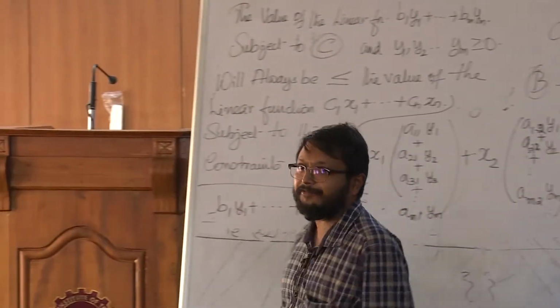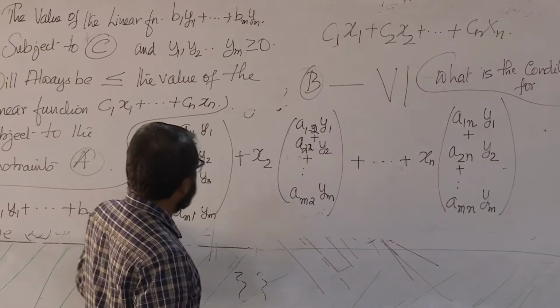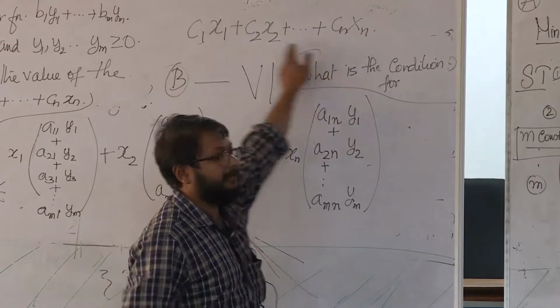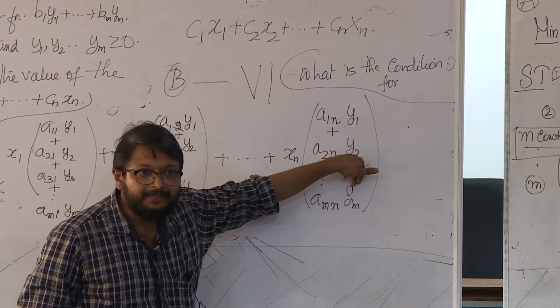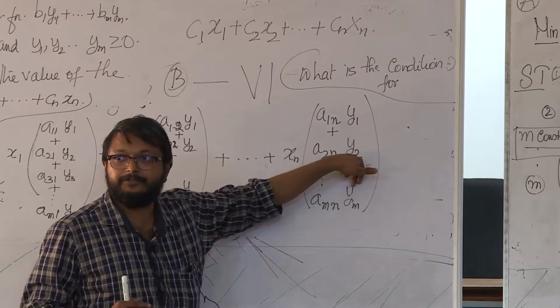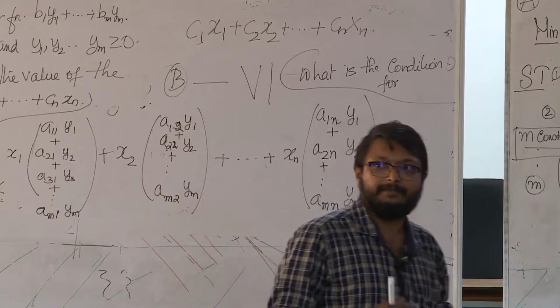This comes from the fact that I want to get the dual's value less than or equal to this. Naturally, these constraints come on these. Is this very clear? That's how you formulate the dual. We will see some examples.